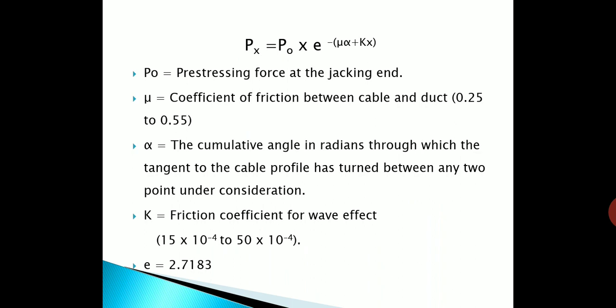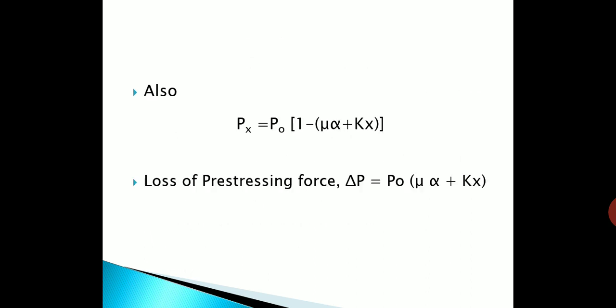It depends on the profile of the cable. K is the coefficient of friction for wave effect, that is the wobbling effect. The value of e is taken as 2.7183. So substituting the values, we can get the loss in prestress at a particular section x.